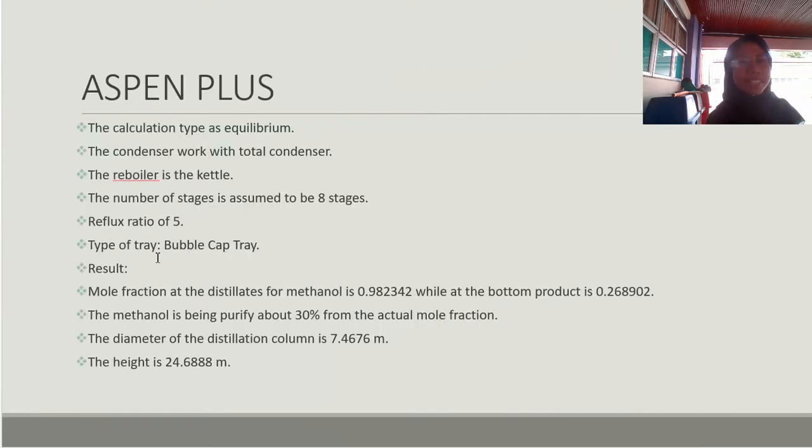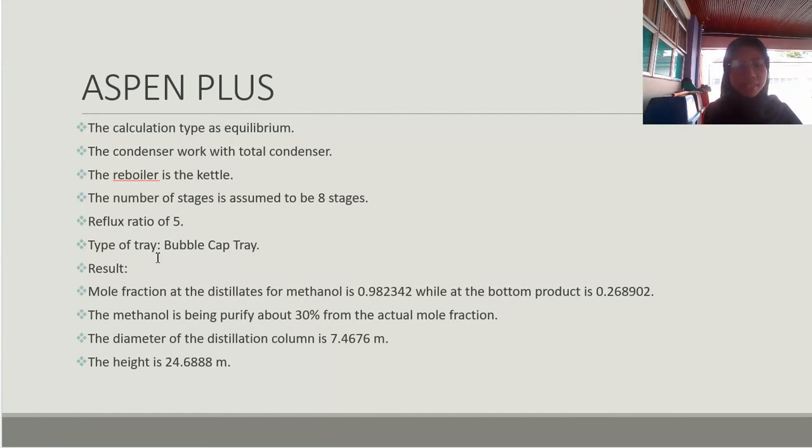Okay. The calculation type is equilibrium, and the condenser is a total condenser. The reboiler is a kettle. The number of stages is assumed to be X stages, with a reflux ratio of 5, and the type of tray we use is bubble cap tray. The result is the mole fraction of methanol at the distillate is 0.98242, while at the bottom product it is 0.268902. The methanol product is purified by about 30% from the actual mole fraction.